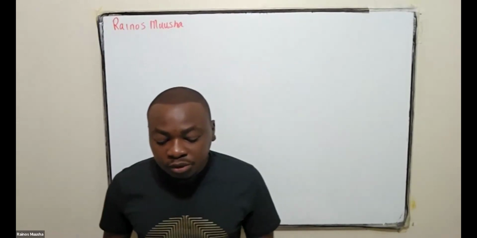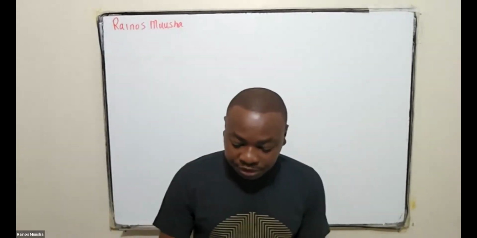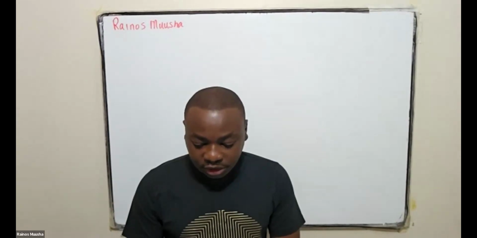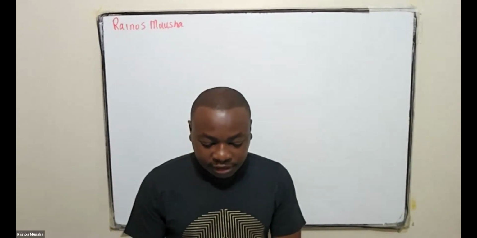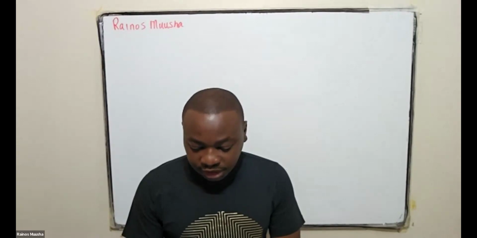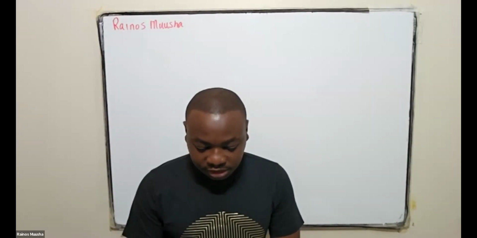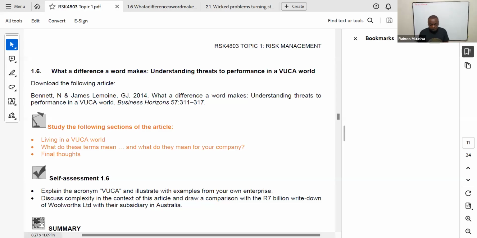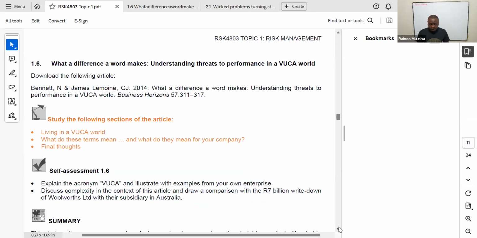So today we're going to be looking at Unit 1.6, and Unit 1.6 looks at the acronym VUCA. If you check in your study guide, where we look at Unit 1.6, they say, "What a difference a word makes: Understanding threats to performance in a VUCA world." That's basically what we're going to be looking at under the self-assessment for Unit 1.6.